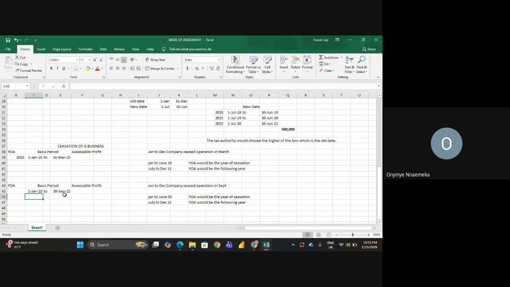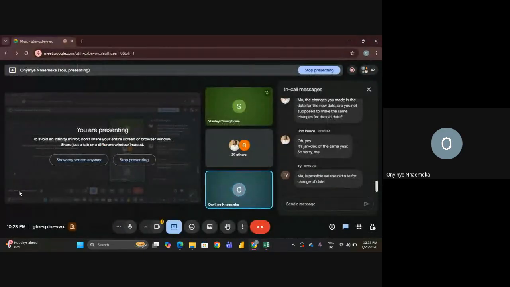Now, can you count 6 months after September and still be in 2025? No. It has fallen into this category. So your year of assessment is now going to be 2026. That is it for the new rule of cessation. Simple, and that's all you need. You're not doing any other thing. This cessation of the business. This is it. Any question?